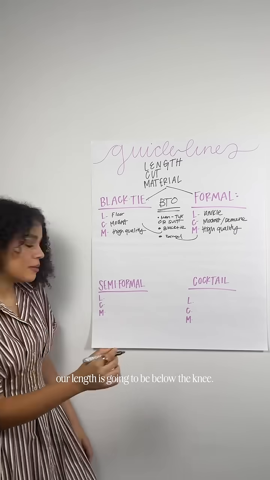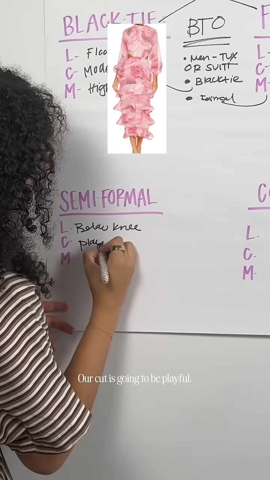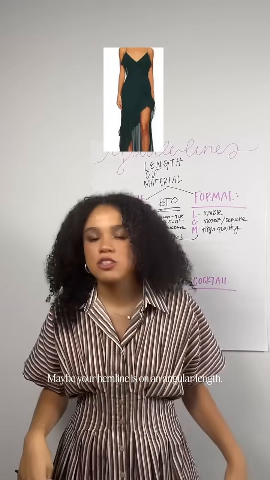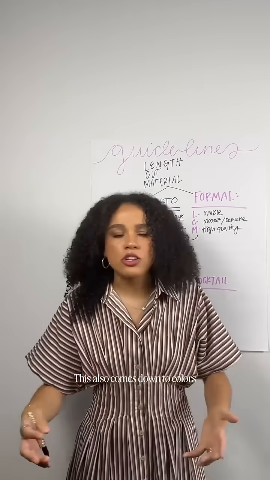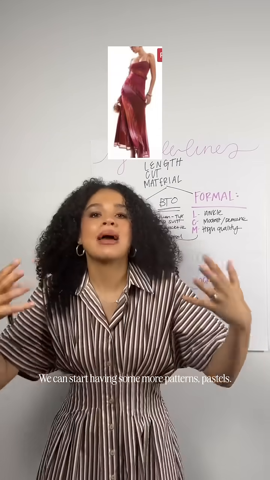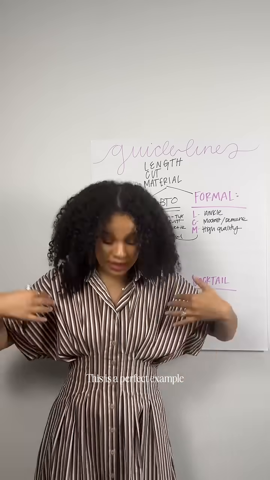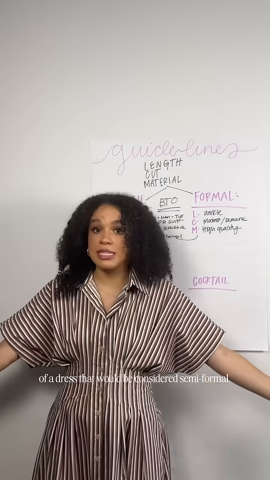Semi-formal. Our length is going to be below the knee. Our cut is gonna be playful. This is where we start getting some of those cutouts that we get in dresses. Maybe your hemline is on an angular length. This also comes down to colors. We can start having some more patterns, pastels. This is where we can have those linen dresses, this kind of sun material. This is a perfect example of a dress that would be considered semi-formal.